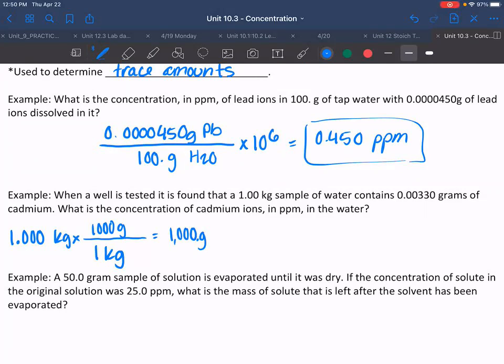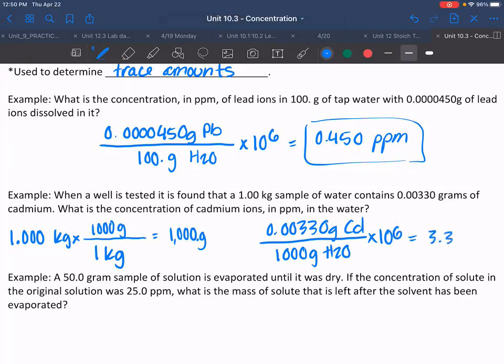Then to set this up, we just take our 0.00330 grams of cadmium over 1,000 grams of water. Multiply that by 10 to the 6, and we get that there is a concentration of 3.30 parts per million cadmium. Why is it 10 to 6 instead of 10 to 5?